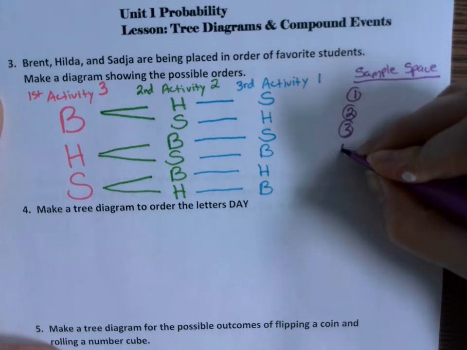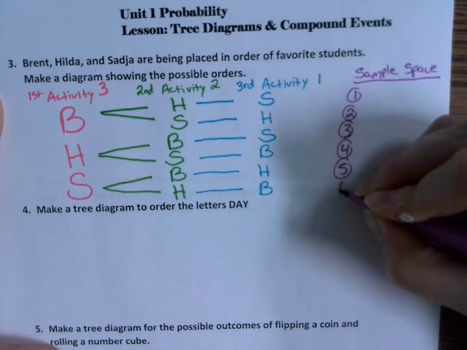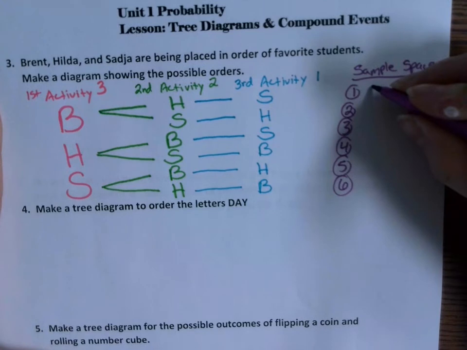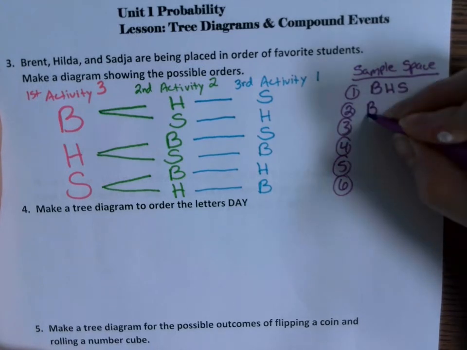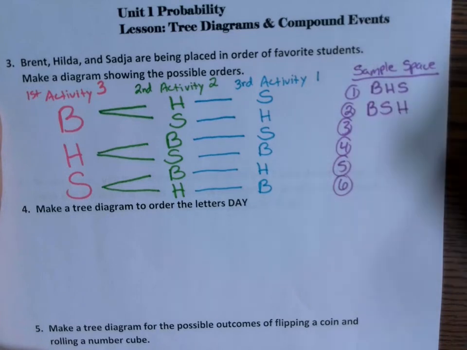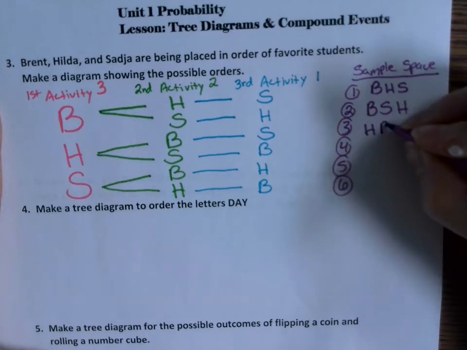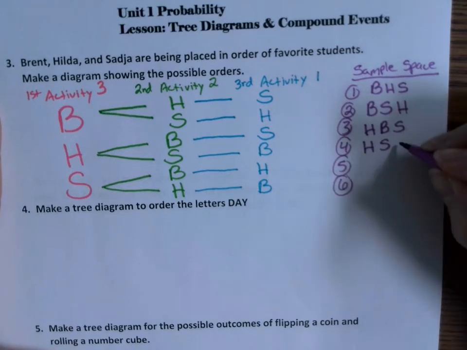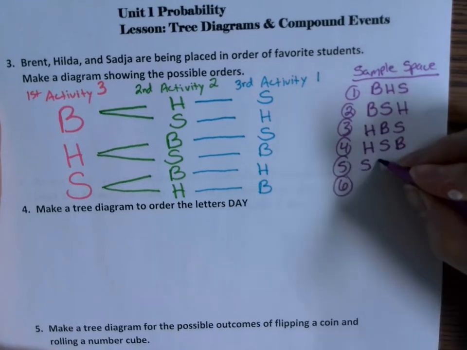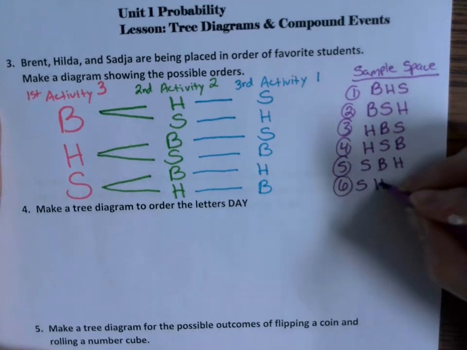So we could go Brent, Hilda, Seja. Brent, Seja, Hilda. Hilda, Brent, Seja. Hilda, Seja, Brent. Seja, Brent, Hilda. Seja, Hilda, Brent. Those could be the orders of our sample space.